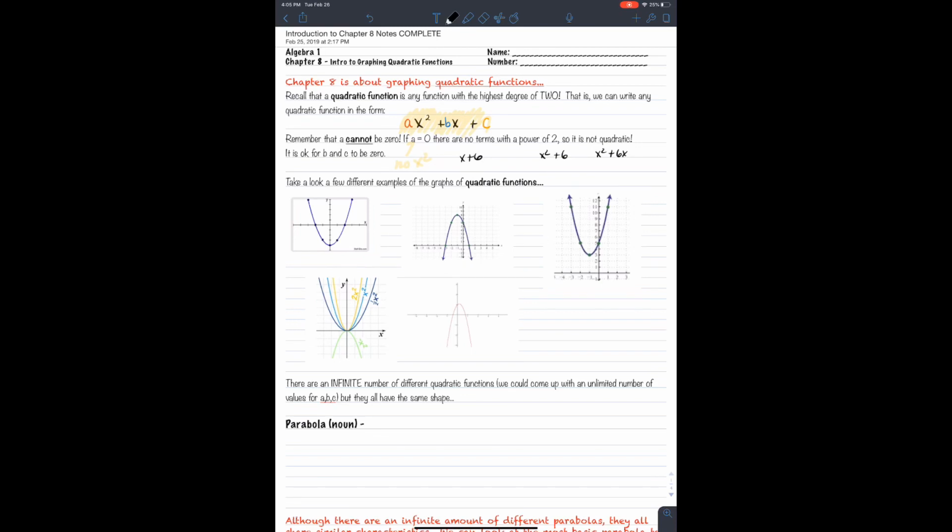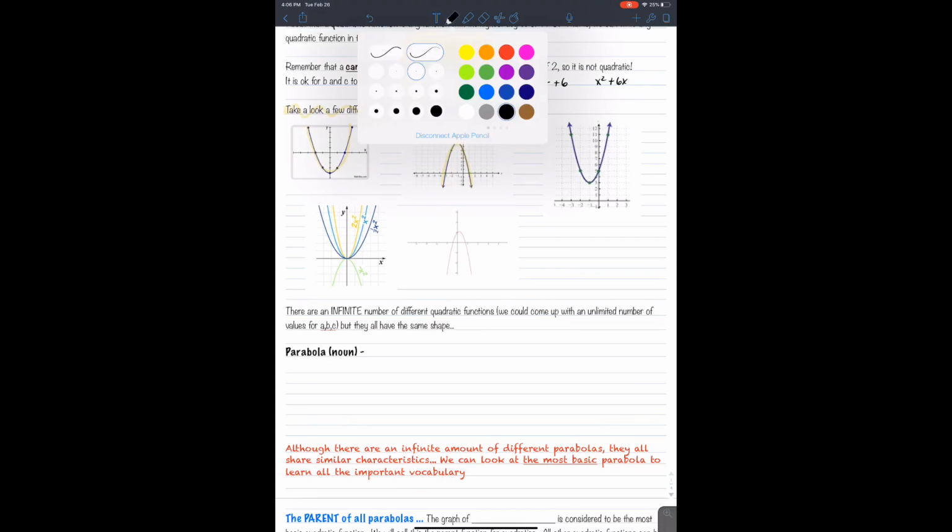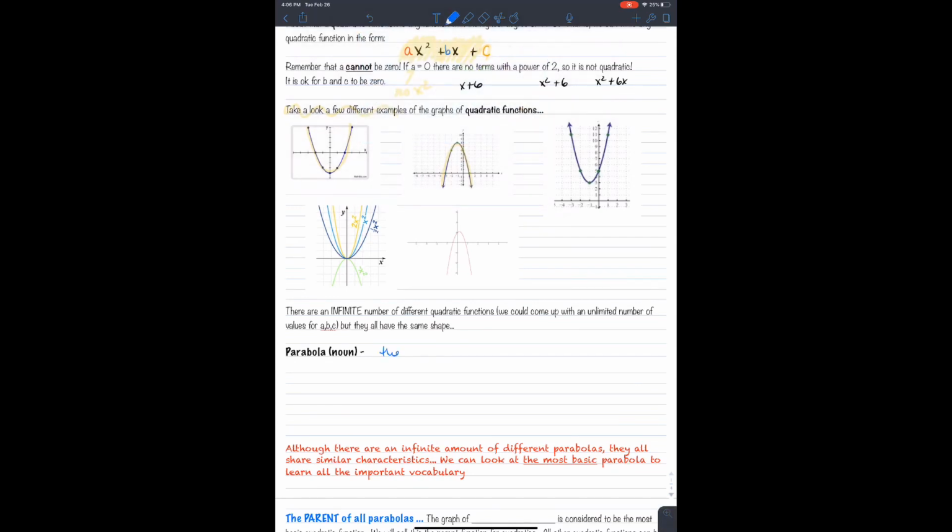Now what we're going to start by looking at today is just understanding what the shape of a quadratic function is. So here I have a ton of different examples of quadratic functions. The first thing that we should note for all of them is their general shape. The general shape is a U, and that is a parabola. So we're going to define that word right now. So this is the U-shaped graph of any quadratic function.